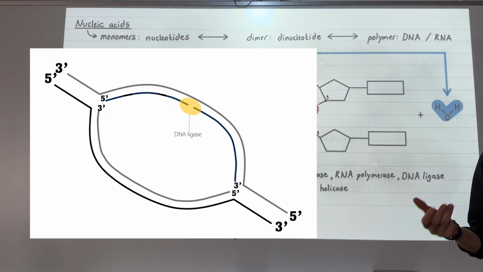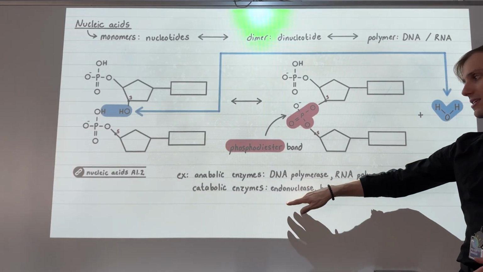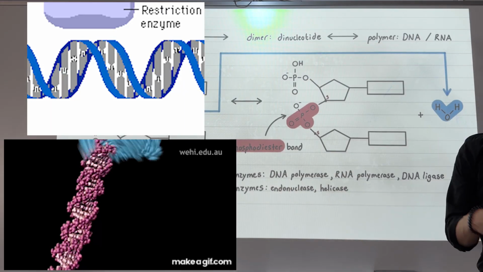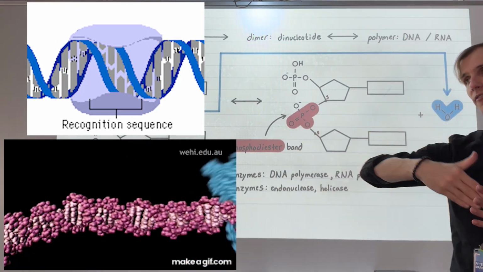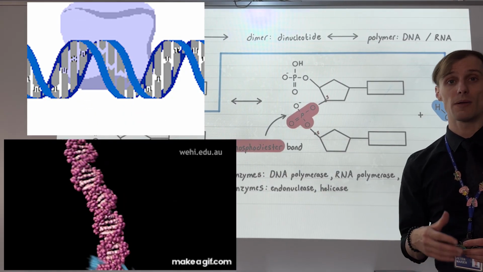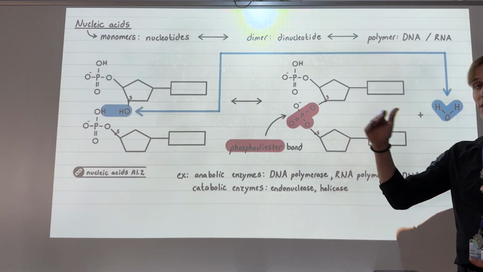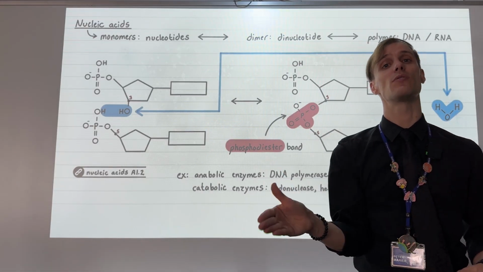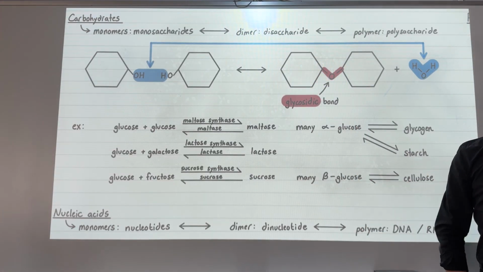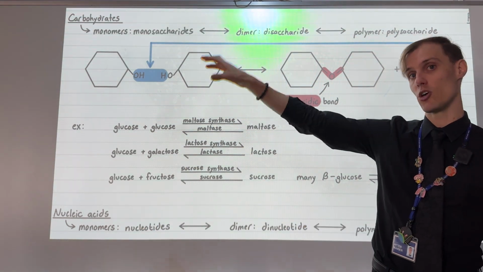Some catabolic enzymes that break down nucleotides would be, for instance, endonucleases. These actually will sever the phosphate sugar backbone, and they can even be used in bioengineering processes like PCR, where we can actually break down certain DNA strands at particular sequences of our choosing. Carbohydrate monomers are called monosaccharides, meaning single sugar.